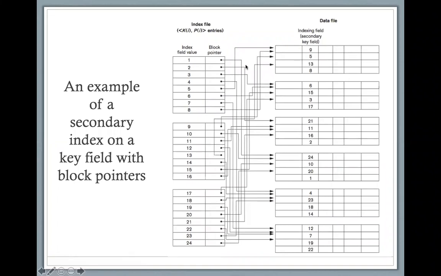Why does this save me time? So how is this index helpful? Anybody can answer this? Since the index, let's say the index field value, it's easier to find the indexing field.